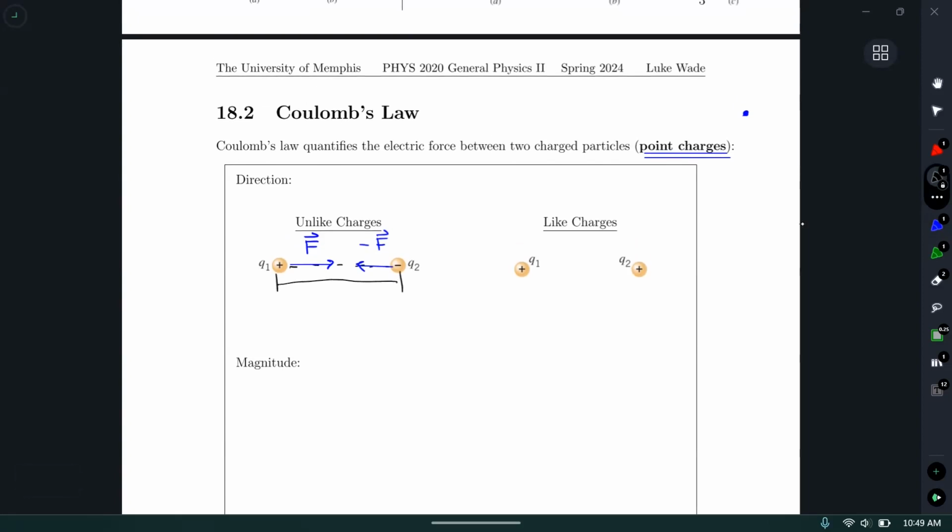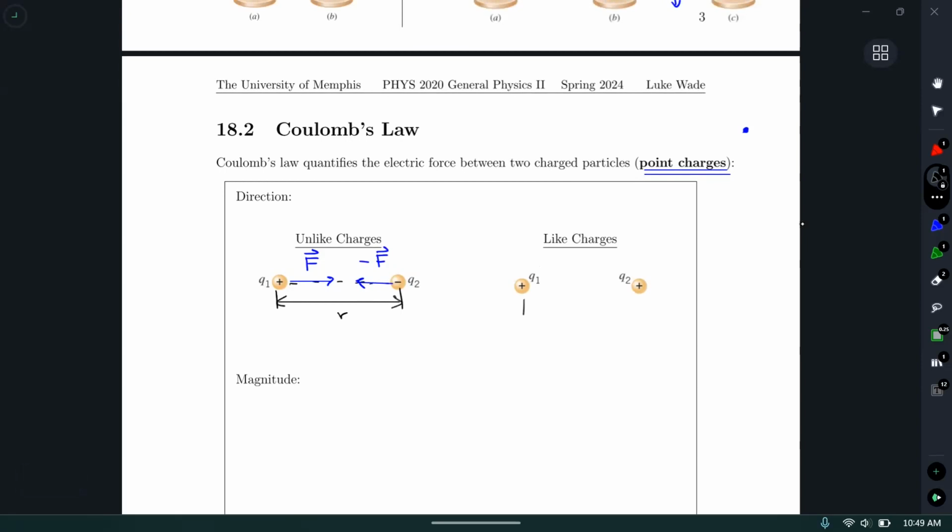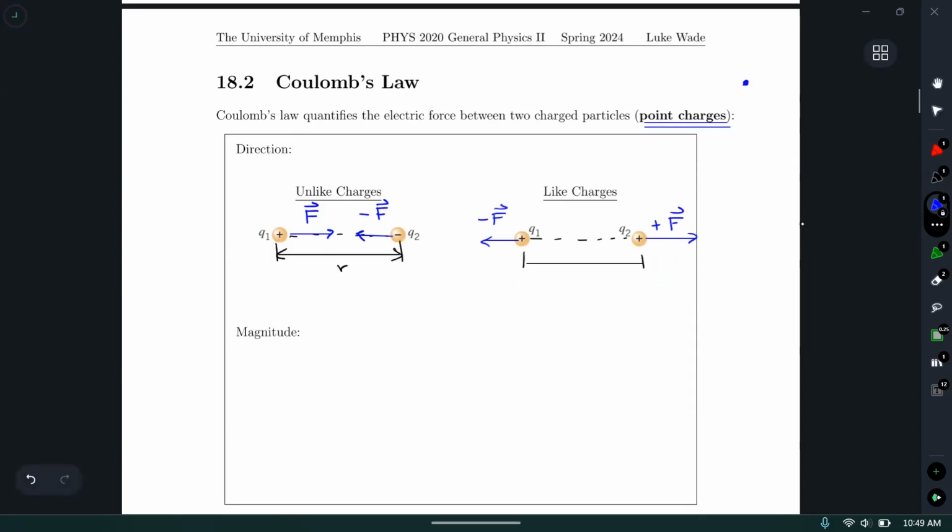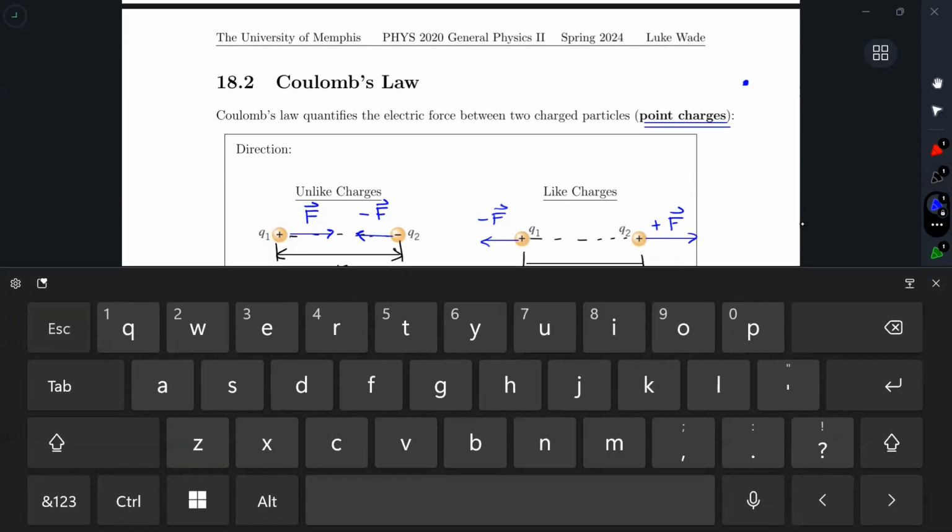So we're going to start quantifying some things. We add some variable names to describe, for instance, the distance between these. I'll call that R. I'll do the same for my like charges, which I know repel. And they're going to repel along the line joining them. Call that plus F and minus F. And that's still R. So these ones attract, these ones repel. And have I missed anything in chat? No, okay.